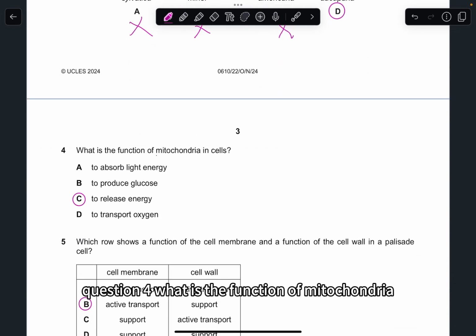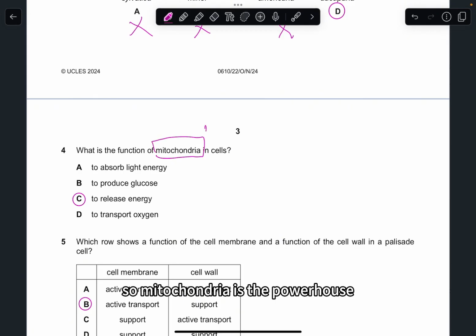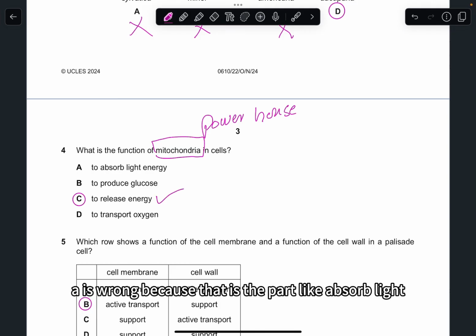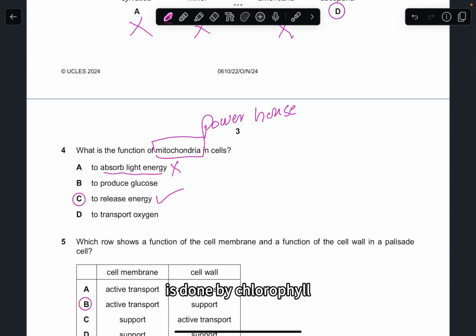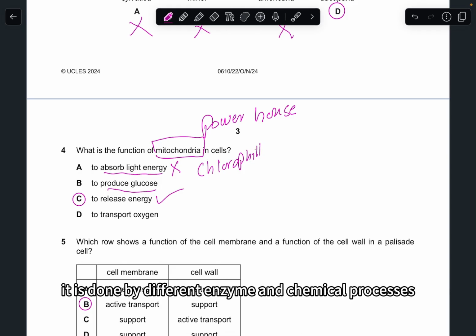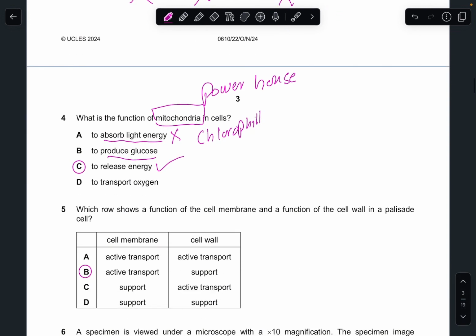Question 4. What is the function of mitochondria? Mitochondria is the powerhouse of the cell. It produces energy. A is wrong because absorbing light is done by chlorophyll, not by mitochondria. Producing glucose is done by different enzymes and chemical processes. D is also wrong because transporting oxygen is done by RBCs.